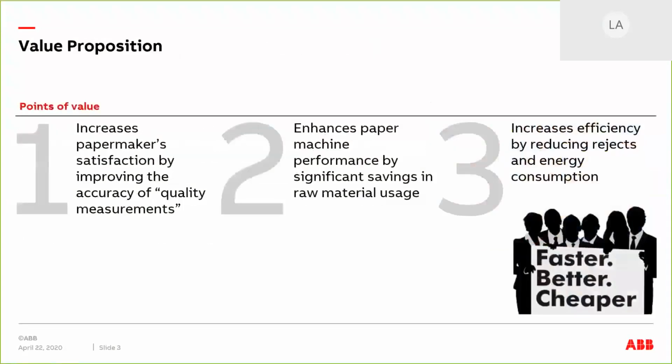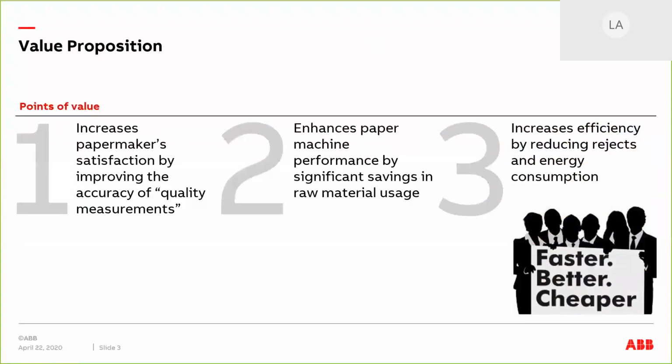So we talk about the value. What is our value proposition for sensor correlation? So we know that proper sensor correlation improves quality measurement accuracy, and it enhances paper machine performance. You will see great savings in raw material usage, reduced rejects, and energy consumption, which lead to increased profit. And how about reduced customer complaints? That's really huge too.